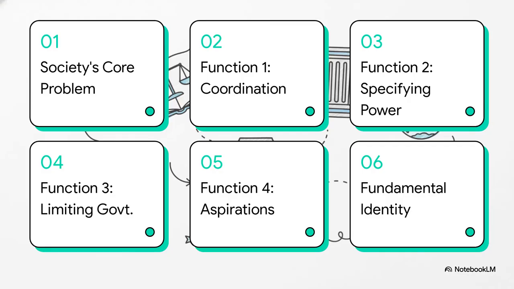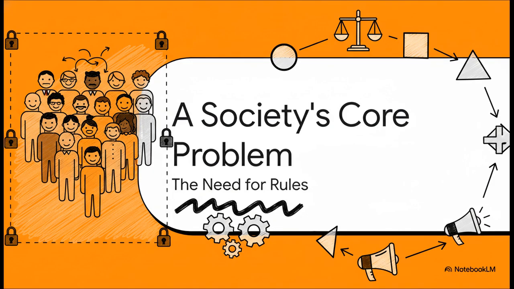So, here's the game plan. We'll kick things off with the big problem that societies need to solve, then we'll walk through the four main jobs or functions of a constitution, and finally, we'll see how all that ties together to create a nation's identity. Simple, right? Let's go. First up, a society's core problem, or the need for rules.